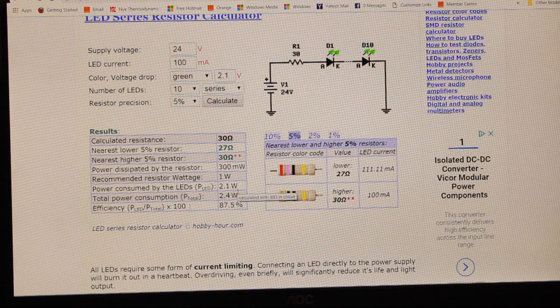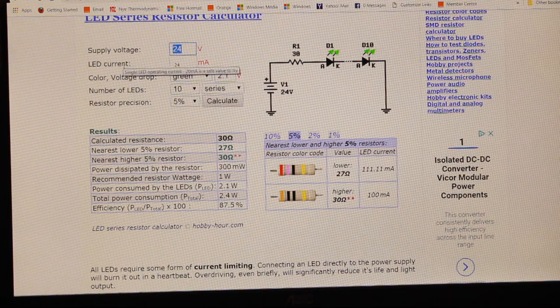Power consumed by the LEDs is 2.1 watt each. 1 watt recommended resistor power. That's cool because high power resistors are really quite expensive. Oops. And it even shows you what pretty colours they should be. That is a really good resistor calculator, and we'll do one more.